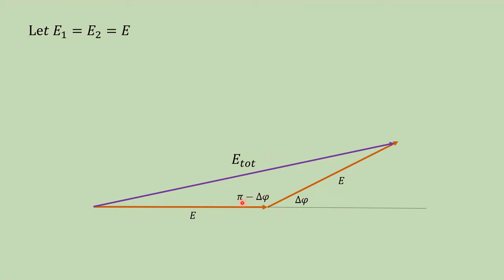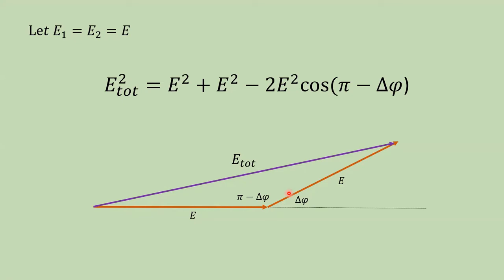And you'll notice I've labeled this angle now. These two angles have to add up to 180 degrees, of course. So if this angle is the phase difference between the two sources, delta phi, then this must be 180 minus delta phi, or pi minus delta phi. This is the angle that we would call capital C in the previous slide about the law of cosines.